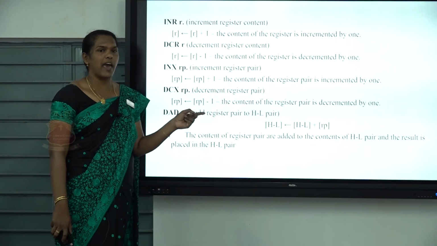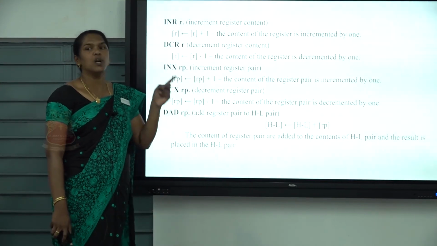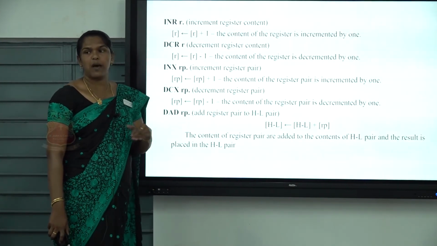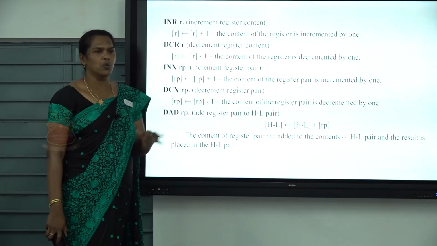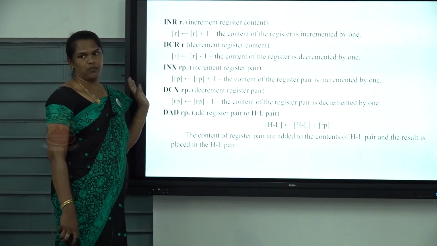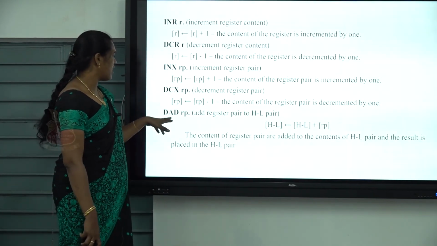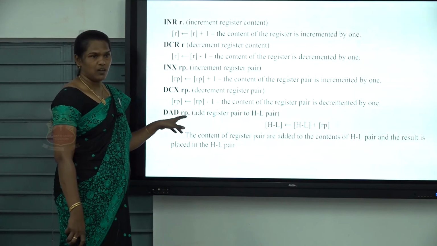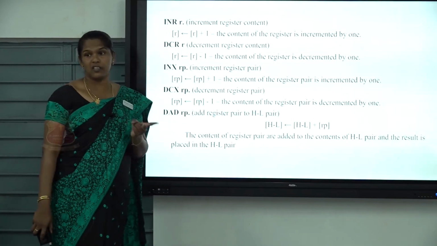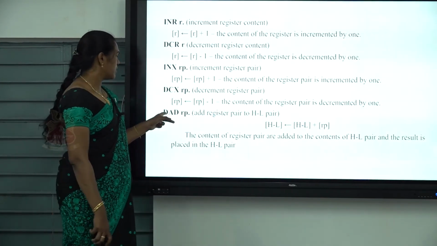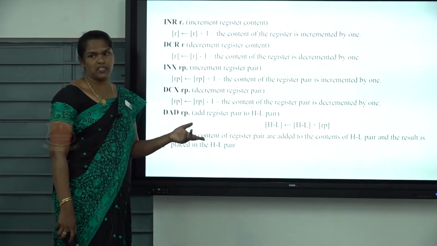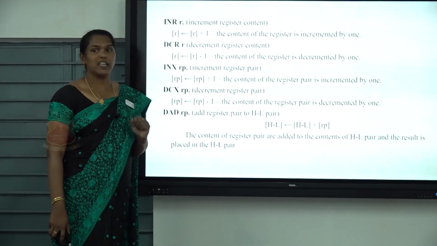So already we have initialized the HL pair as 2001. After the instruction is executed, the HL pair becomes 2002. So incremented by 1. Similarly decremented by 1. Then DAD RP, this is double addition. The BC pair is added with the HL pair because it is dealing with register pairs only. So DAD B means the BC pair is added with the HL pair and the result is stored in the HL pair.